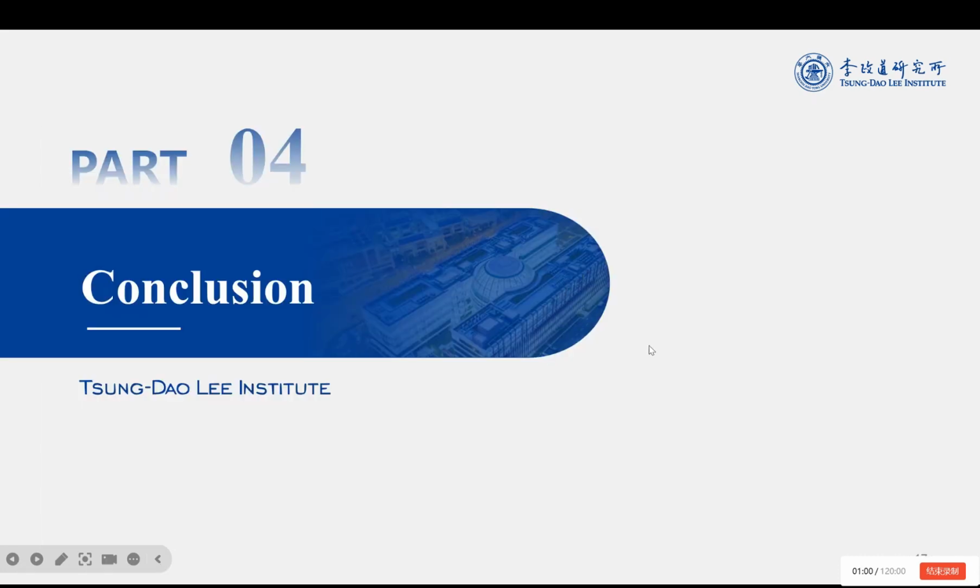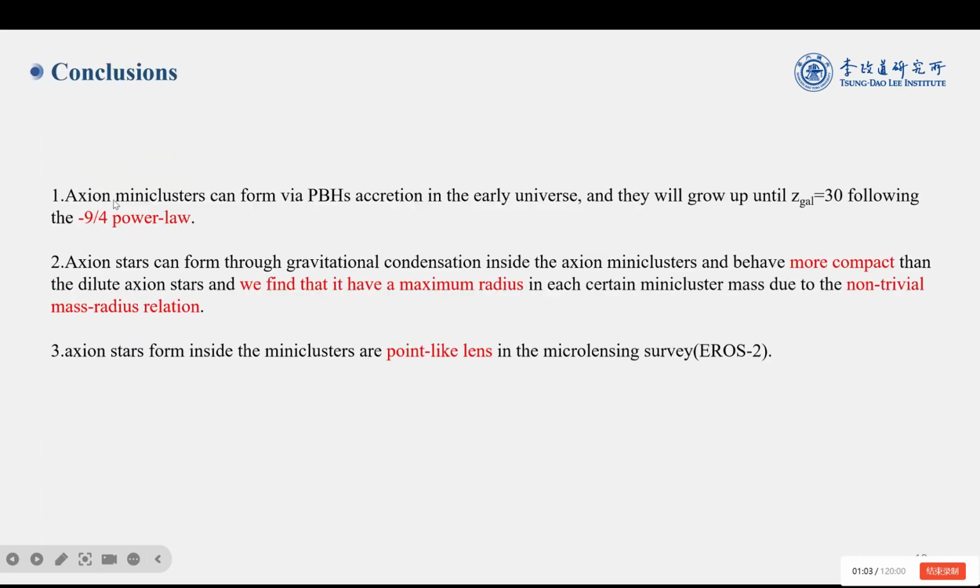And let's give the conclusion. First, axion mini clusters can form via the PBH creation in the early universe, and they will grow until z equals 30, before the structure formation. And this mini cluster will follow the minus 9/4 power law. And the second, the axion star can form through the gravitational condensation inside the axion mini clusters and behave more compact than the dilute axion star case.